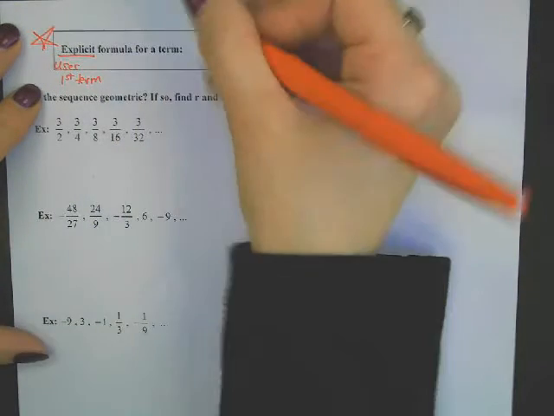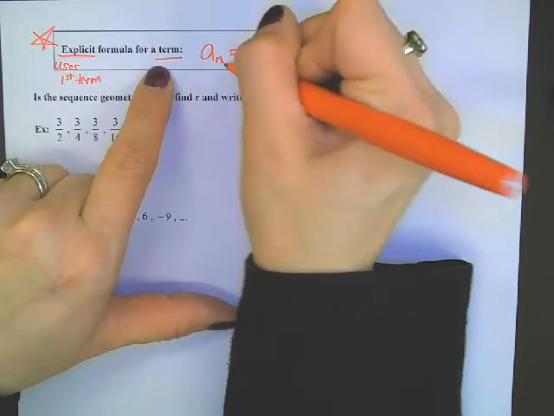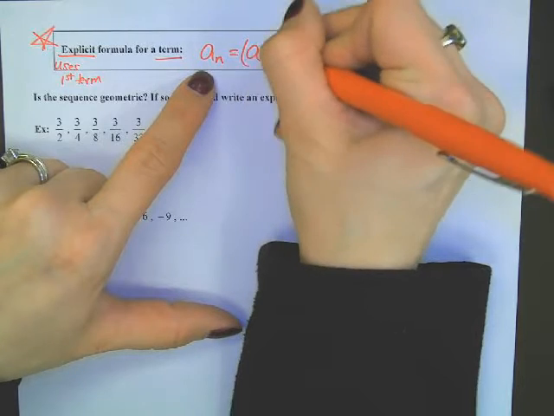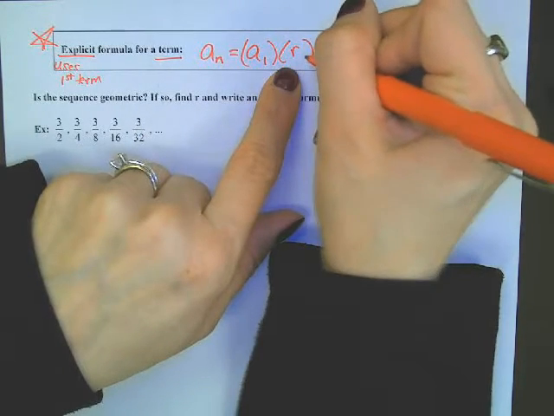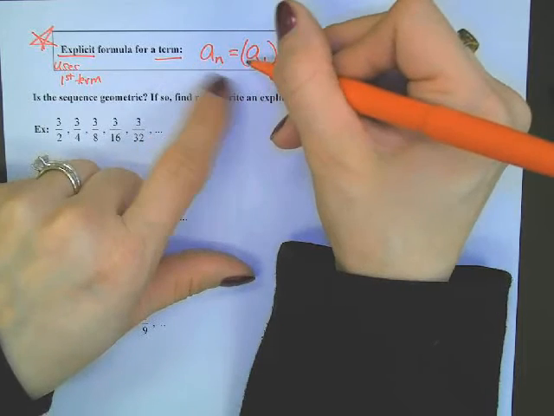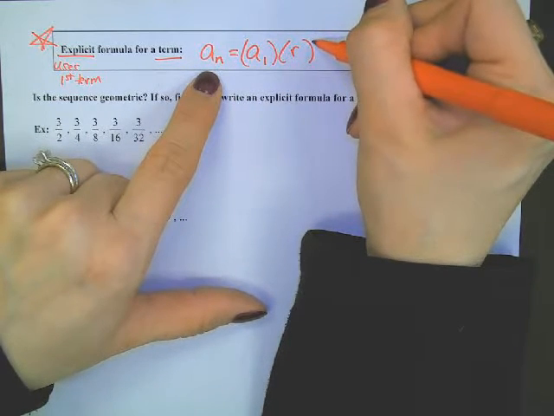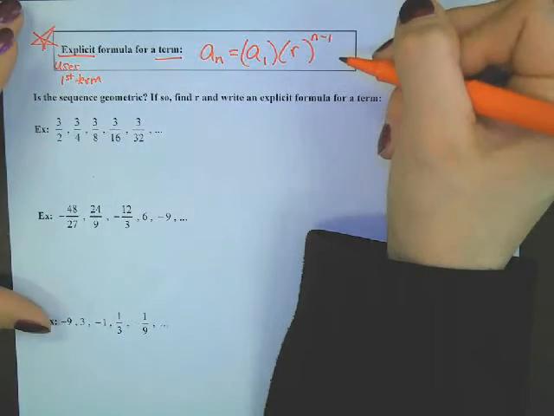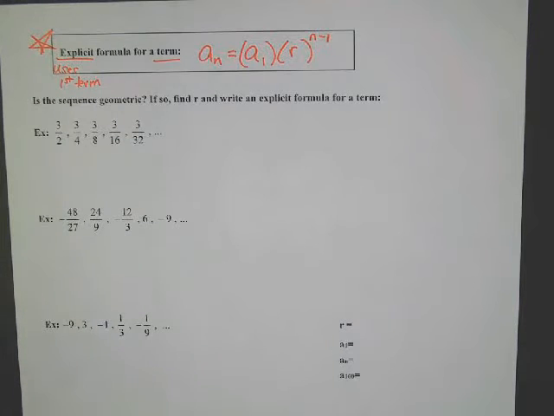The explicit formula for a term, A sub n. How do you get to a term? Term is A sub n. So you start in the beginning, A sub 1, and then you multiply by R. But how many R's would we need if you wanted to get from 1 to n? Would you need n R's? Not quite. You don't need n R's, you need n minus 1. That is the formula for a geometric term.